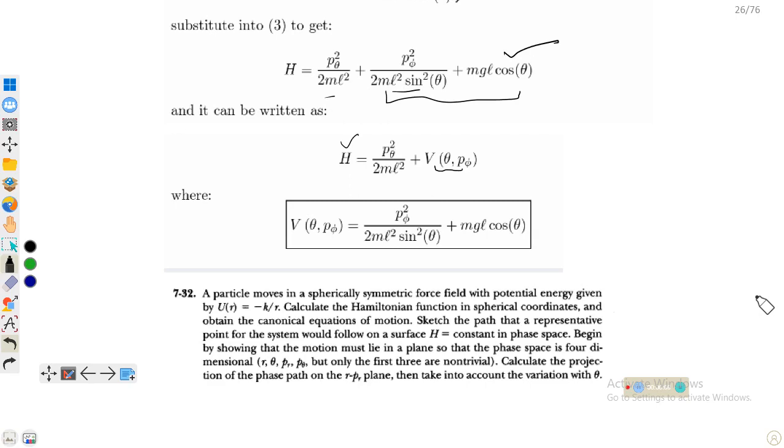In this lecture we will discuss the solution for problem number 7.32, which says that a particle moves in a spherically symmetric force field with potential energy given by U of r is equal to minus k over r. Calculate the Hamiltonian function in spherical coordinates and obtain the canonical equations of motion. Okay, so let's go to the solution for this problem.